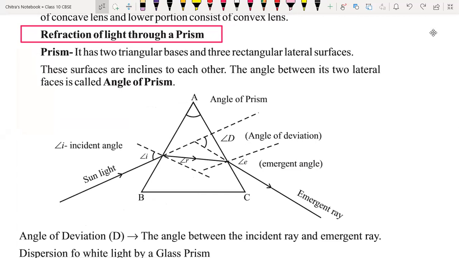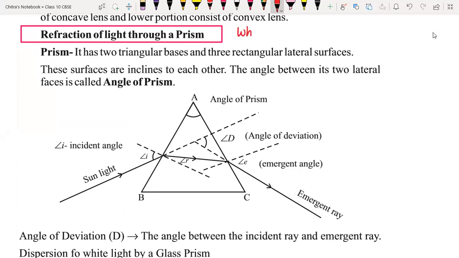Today we are going to start the refraction of light through a prism. Refraction is nothing but the change of the original path of the light when it passes from one transparent medium to another. I'm going to write the definition here so that you all can write and remember it. So, what is refraction of light?